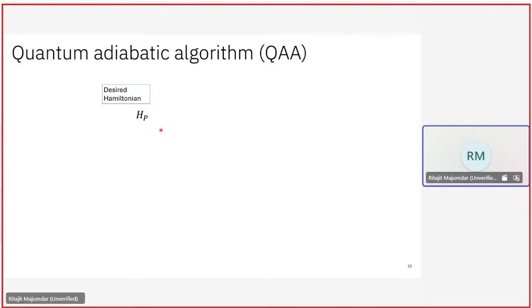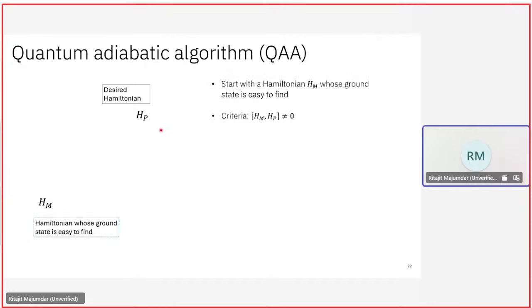As I said, if you are a teacher or a student, most of the time, if you go to the teacher and say that this sum is very difficult, I am unable to do this sum, the teacher will say, okay, start with something easier. You start with something easier, keep on practicing, and you will get a hold of this. You'll be able to solve this also. That's the same thing that we will do here. We will start with a Hamiltonian that I'll call HM. It's called a mixer Hamiltonian, whose ground state is easy to find.